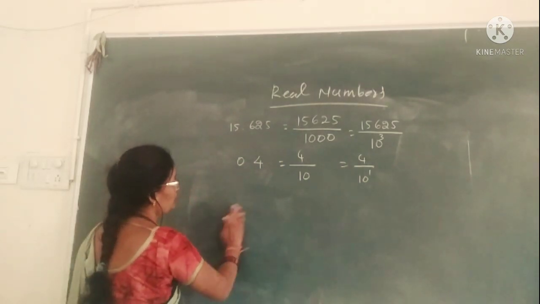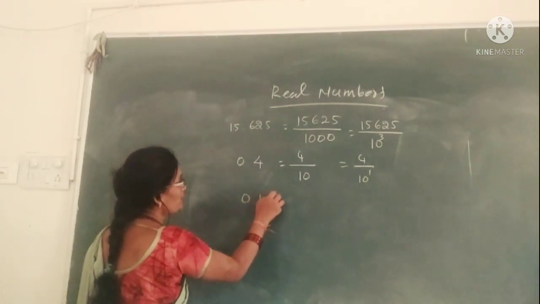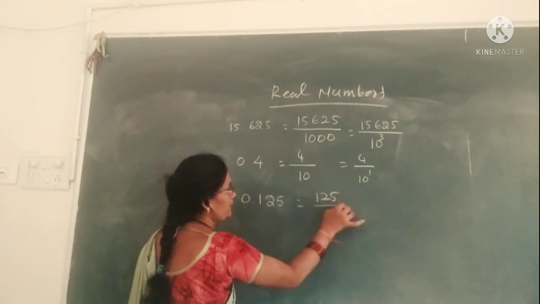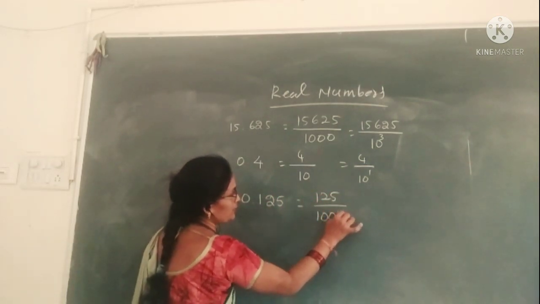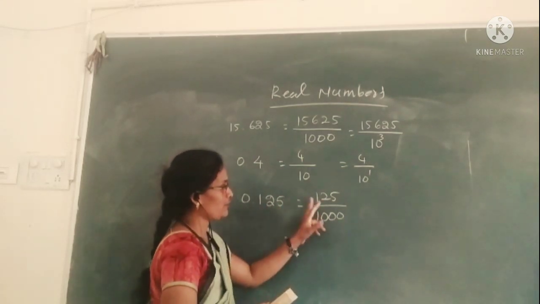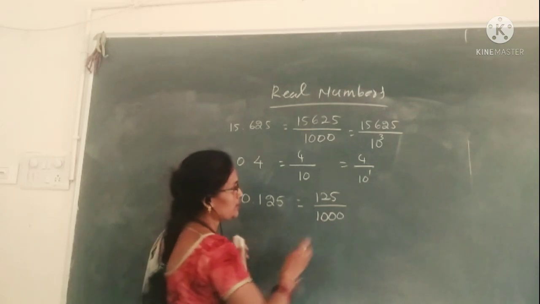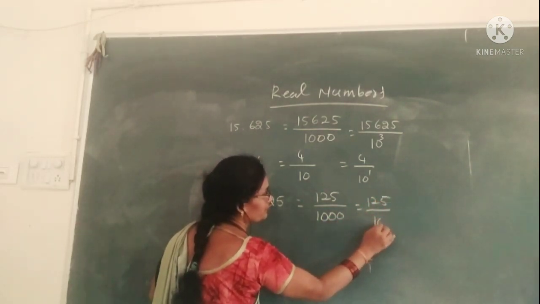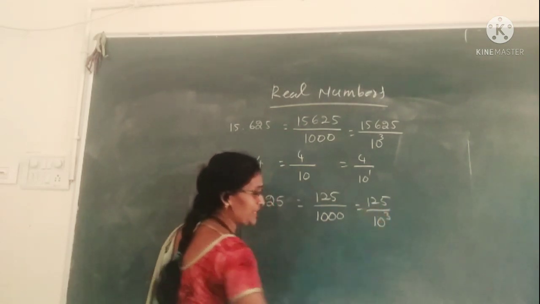Then another example, 0.125. Then we can write 125 by 100. So how many zeros? 3 zeros. We can write 1000. 125 by 1000 is equal to 125 by 10 to the power of 3.